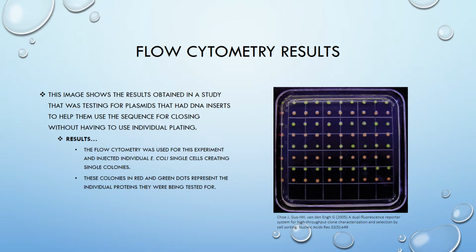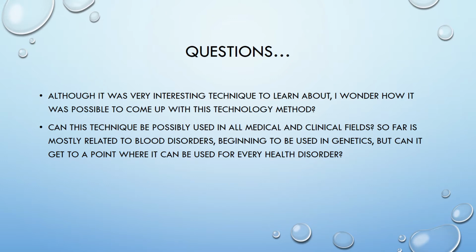Each line, the red, is called DsRed, and the green is called GFP. These two contain a protein that they were trying to see if it was present or not in the plasmids that had DNA inserts. The purpose of this was to get results that would help them clone the E. coli bacteria.